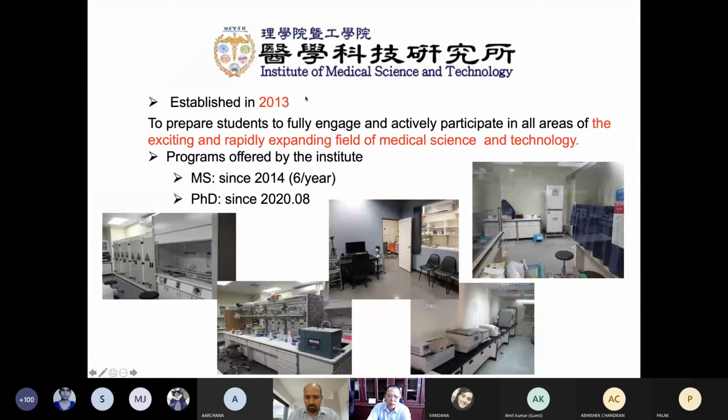Okay. So our institute is the Institute of Medical Science and Technology, and we established our institute in 2013. Until now, it is over 8 years. We have a master's degree, and we also have a PhD degree. If you go to our website, you can see the handout for application of international students. You can see our institute name. Either way, you can apply to our institute, or you can apply to the IPPS. But for master's students, you can apply to our institute directly.